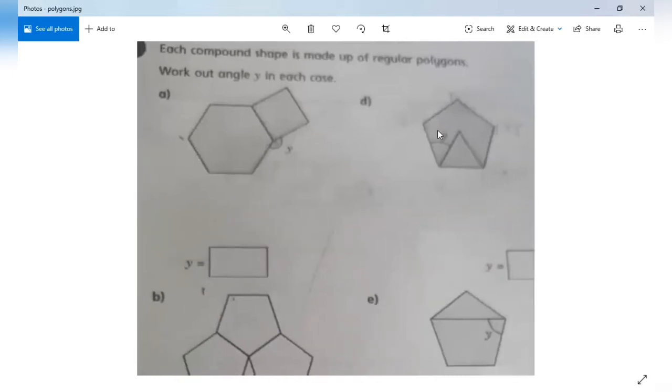Now, it says you should find this y. We've done the pentagon before. We all know that the exterior angle of a pentagon, each exterior angle is 72 degrees. So if I get my pen, hopefully that should come up.